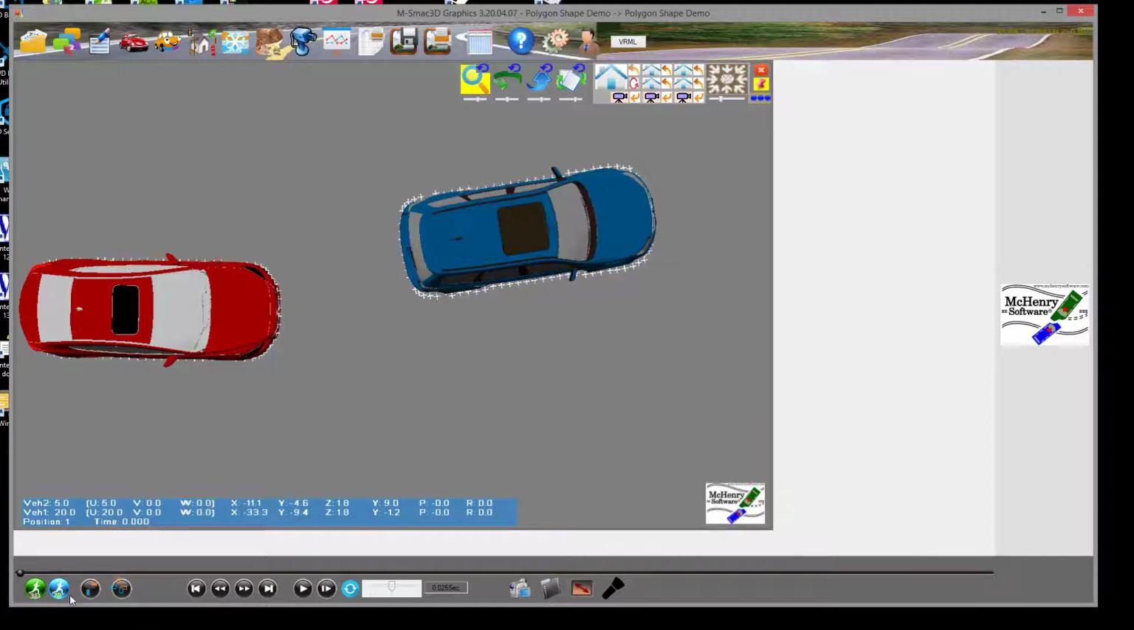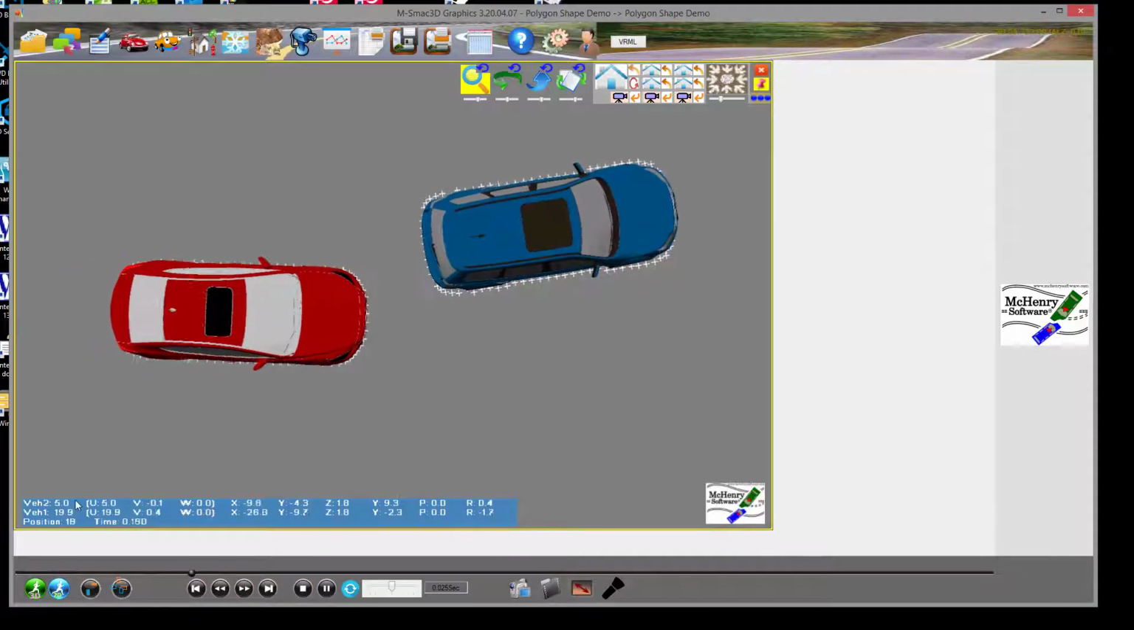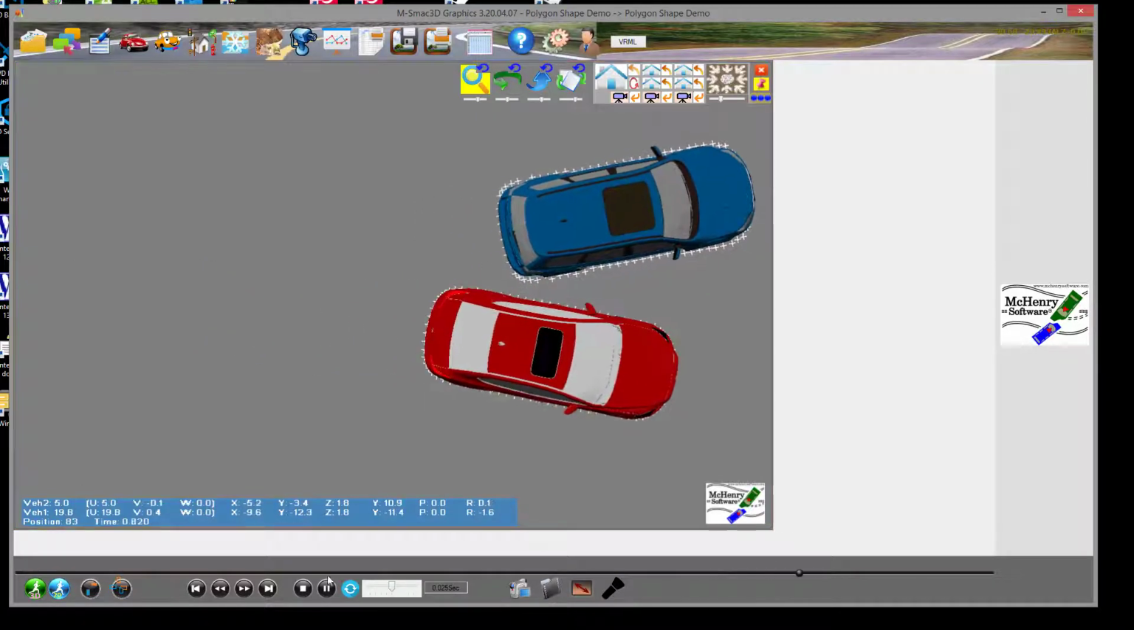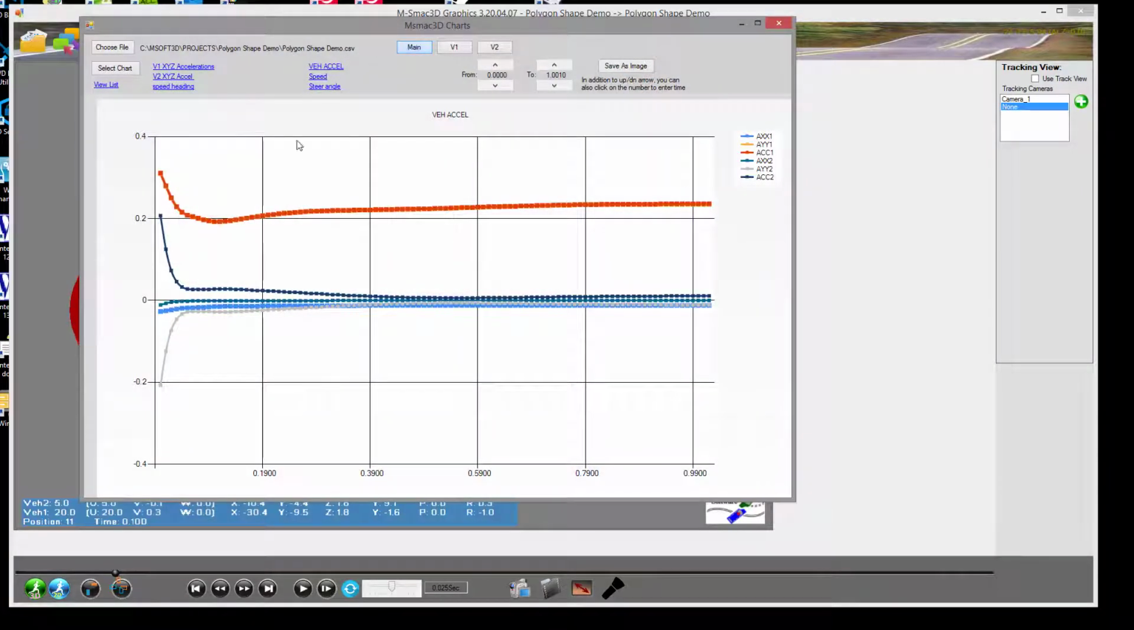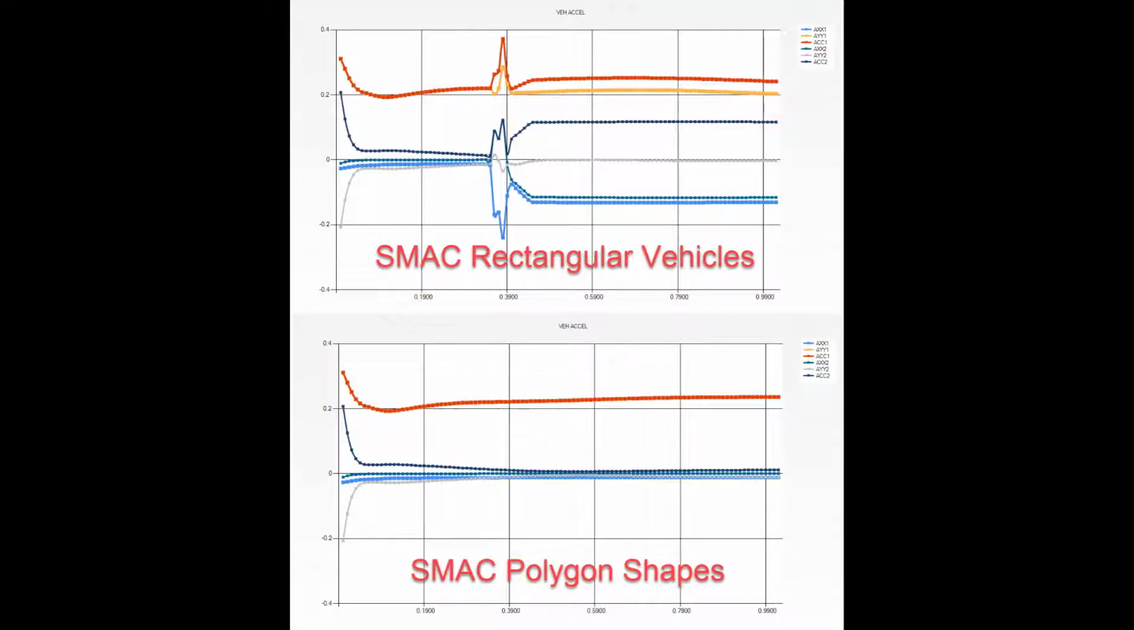Now when we actually run the simulation, see, it doesn't look like they hit. They just barely touch, if anything. We look at the acceleration, and you see there's no acceleration, no interaction. And now we see a comparison of the two runs, the one with the rectangular vehicle. You see how there's an interaction. It's less than half a G, but has some interaction, whereas in the case where we use the polygon definition or the 3D graphical definition of the vehicle, there is no interaction.